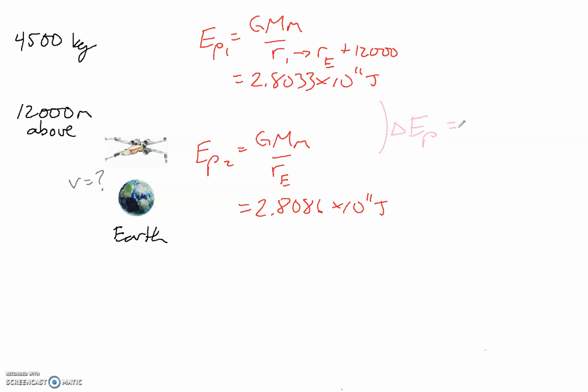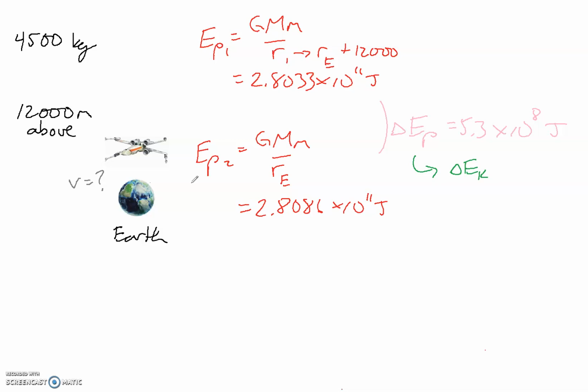So all we have to do is take those two and subtract them and we can get the change in potential energy. Okay, so if we subtract those two, we will get a change of potential energy of about 5.3 times 10 to the 8 joules. Now, not only is this the change of potential, this is also going to be the change in kinetic energy. So it had no kinetic energy up here, and it gained it as it went down. And the change of potential is going to be equal to the change in kinetic.